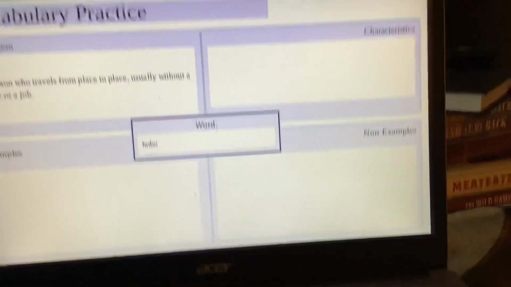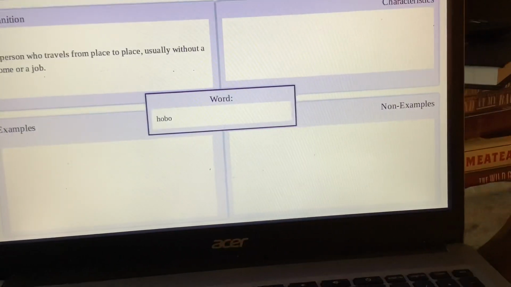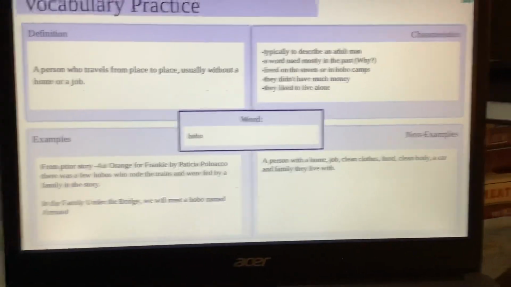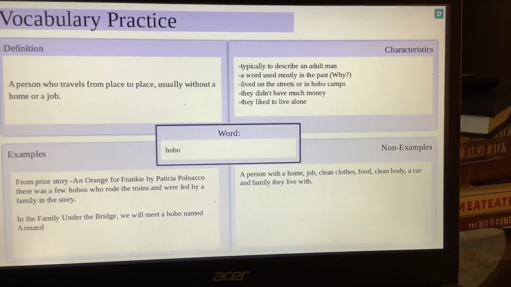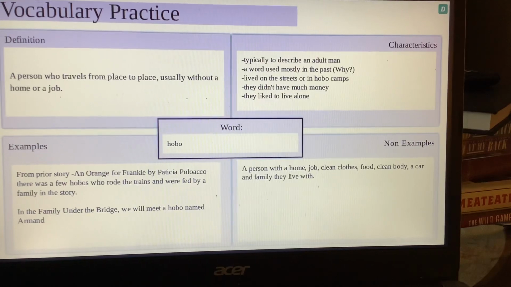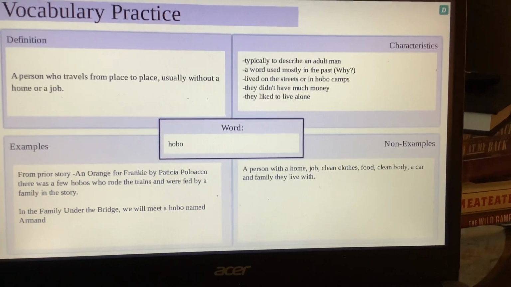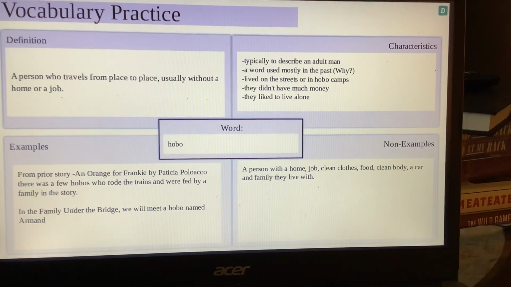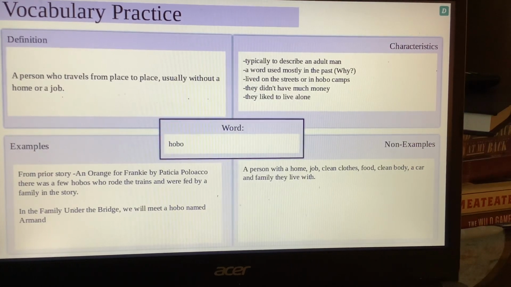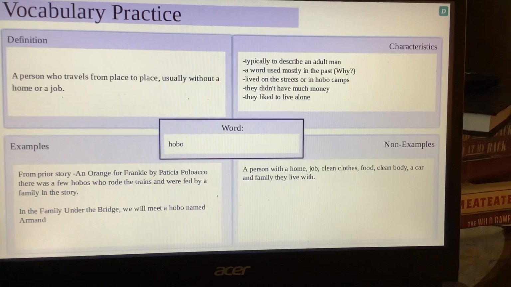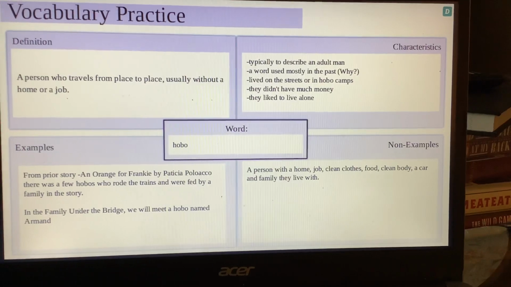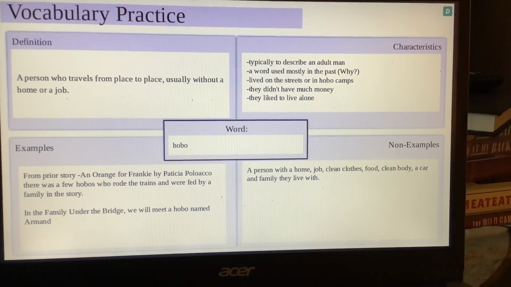And then we're going to build out the characteristics, some examples, and some non-examples. So if we take a look at how my classroom built this out, we came up with characteristics. Typically, it's someone who is an adult man. The word is used mostly in the past, and the reason we said it was used mostly in the past is because people are more aware of people that are homeless, and maybe that term of being someone who is homeless has kind of replaced the name of hobo. A hobo also has kind of a negative connotation to it. People lived on the streets or in hobo camps. They didn't have much money. They liked to be alone.